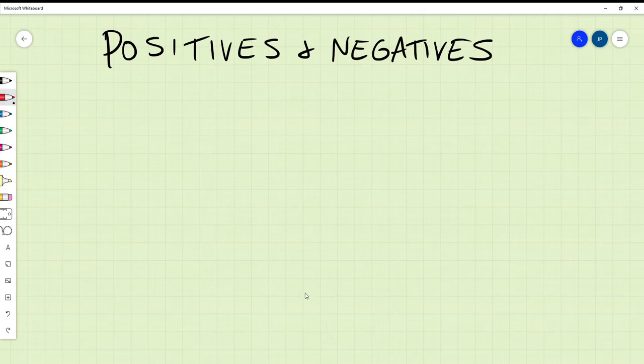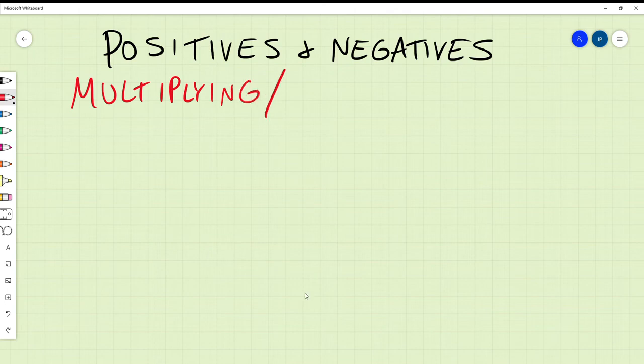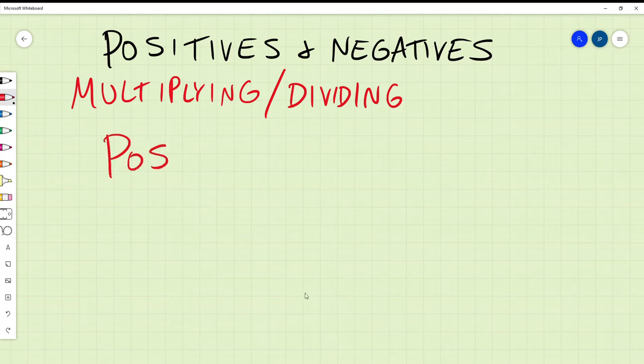So the good news is when you're working with multiplying or dividing, the rules are very straightforward and very clear-cut. Whether you're multiplying or dividing two numbers, if you have a positive number, and I'm just going to use a star here to indicate multiplication, same rules apply for dividing. If you're doing a positive times another positive, then your result, your answer, is going to come out to be a positive.